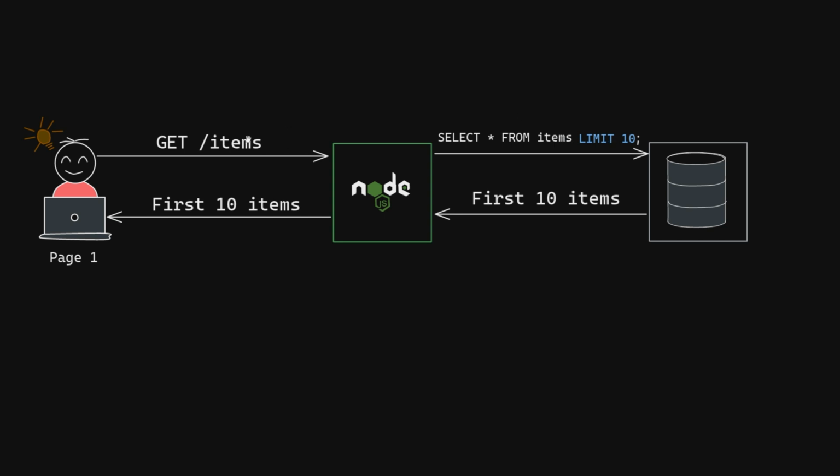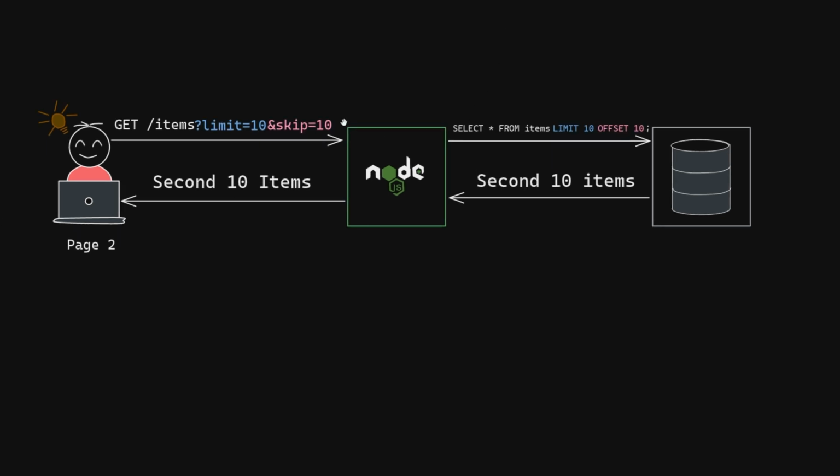So if the user just goes to /items, they get the first 10 items from the table, right? And you can think of this as page one. Well, we can also take in limit and skip. So limit, you've seen that before. Basically, we're passing how many of these items we want to the API. We can also pass in skip, which maps to offset here. And basically that's saying, hey, skip the first 10 and give me 10 more. And this would be considered page two.